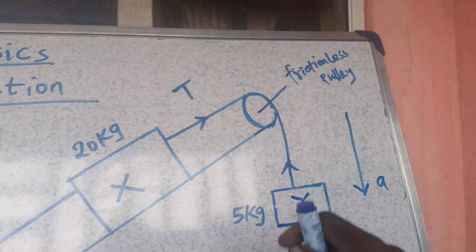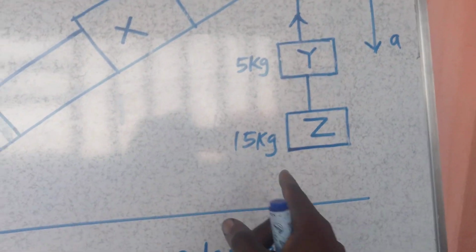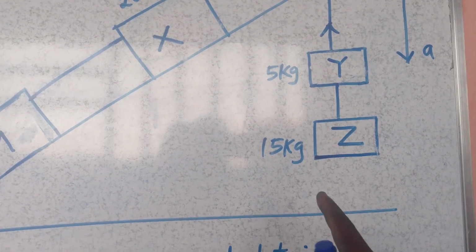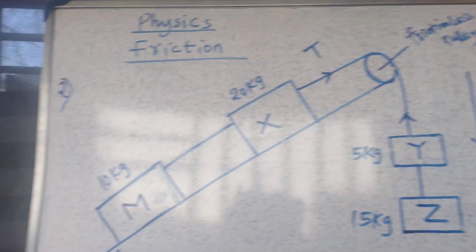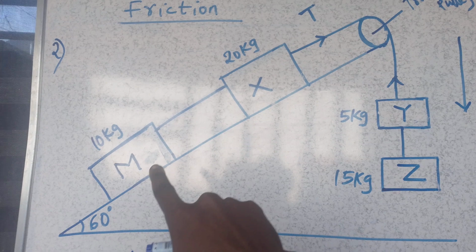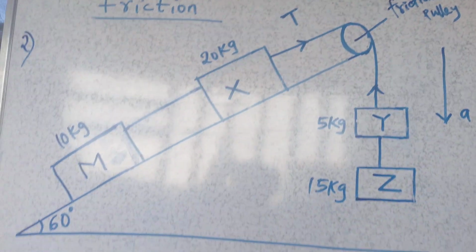And on this frictionless pulley is connected a rope. The rope is connected to two other blocks, Y and Z. The mass of block Z is 15 kg. The mass of block Y is 5 kg. The mass of block X is 20 kg. The mass of block M is 10 kg. Now, the tension force is acting on this rope.